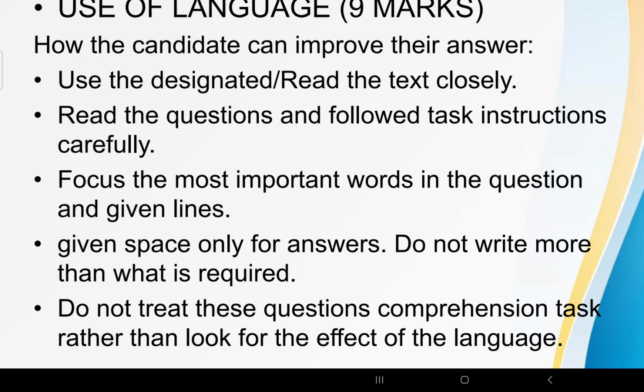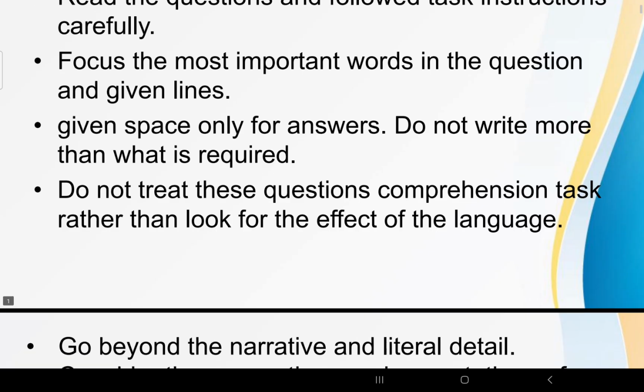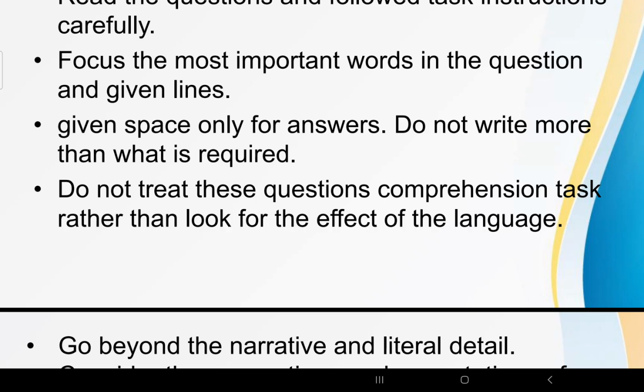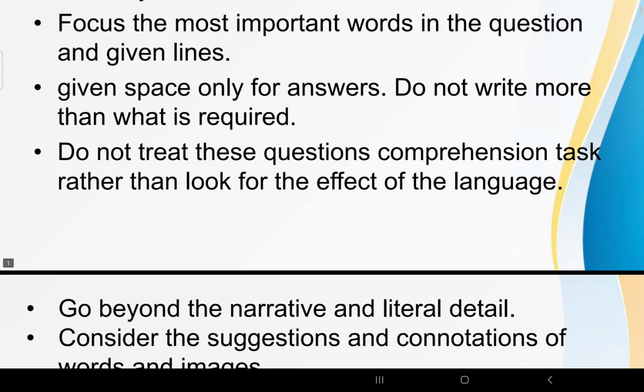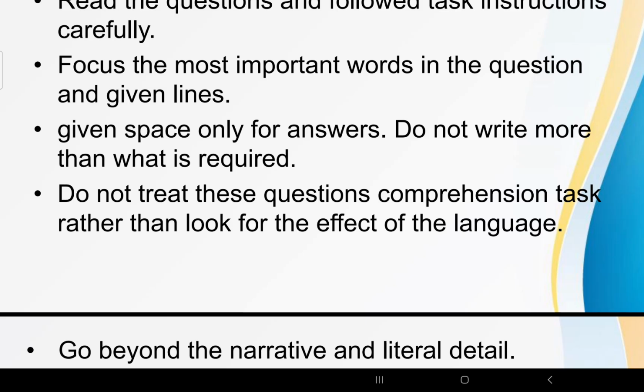We did this while we were doing the comprehension task also. These are a few things that are the same. Whether you are doing question number 1 or question number 2, you have to read the text carefully and read the instructions carefully. Then you have to focus on the most important thing. There, you needed to focus on whether the question demands implicit or explicit understanding. Here you need to focus on the most important words in the question and the given lines, and what kind of effect those words are conveying.